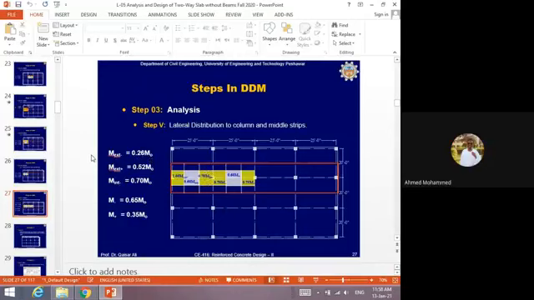And what about the next portion of the same strip? On this side, you will take 75% of this 65% of M naught. When you find M naught, multiply 0.65 and then multiply 0.75. Then you will take this as the column strip bending moment. Okay, I understand now.